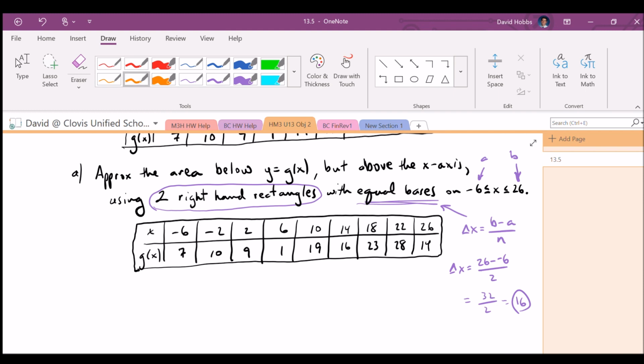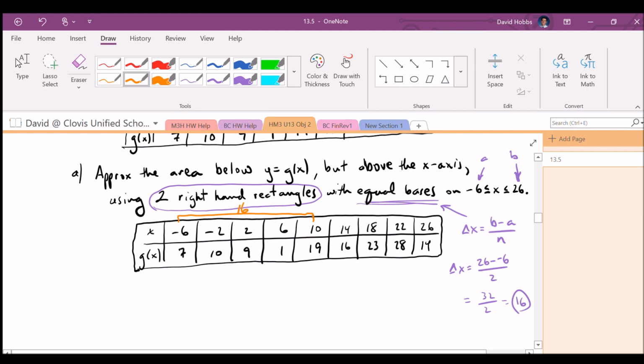Now, probably you could just kind of count it out, and you don't have to do that very formal formula, but it's kind of handy sometimes. So let's keep that in mind. So if I start at -6 and I go 16 to the right, that ends me at 10. So here is a base of 16.